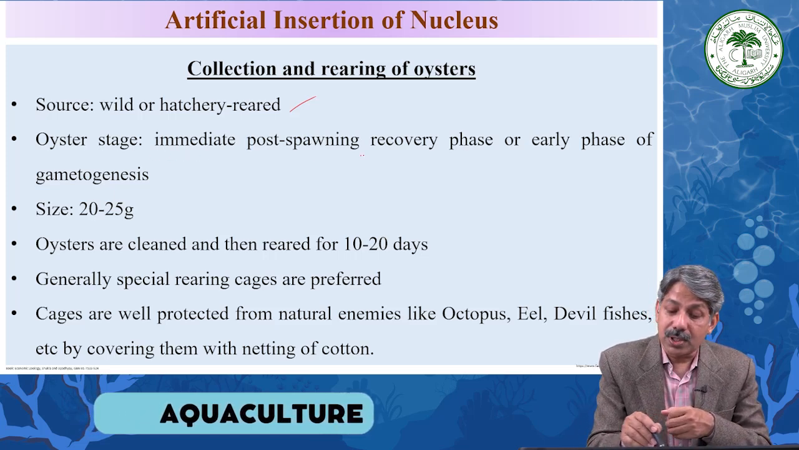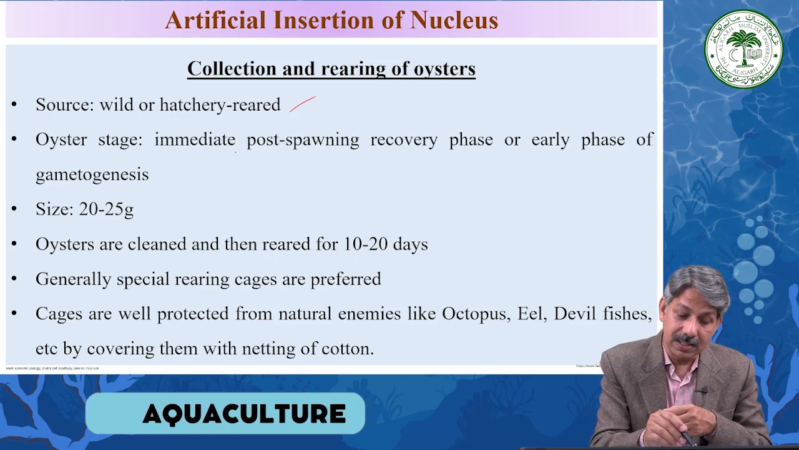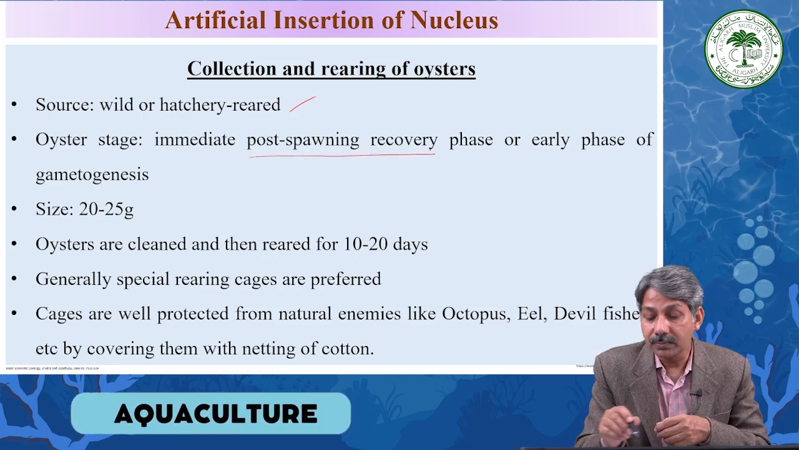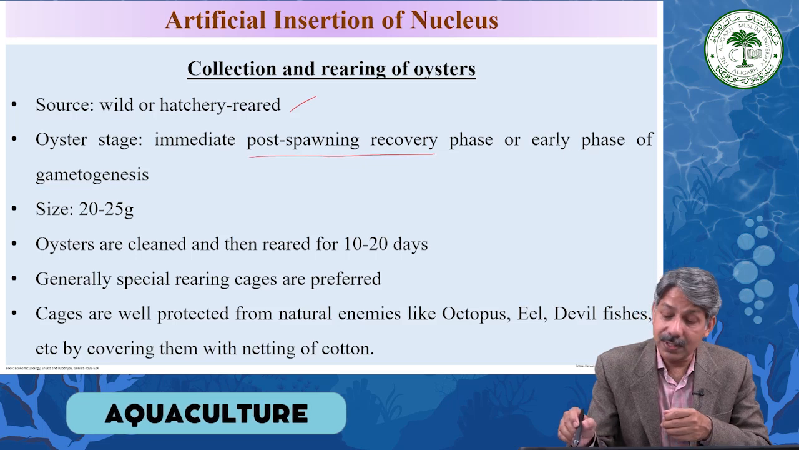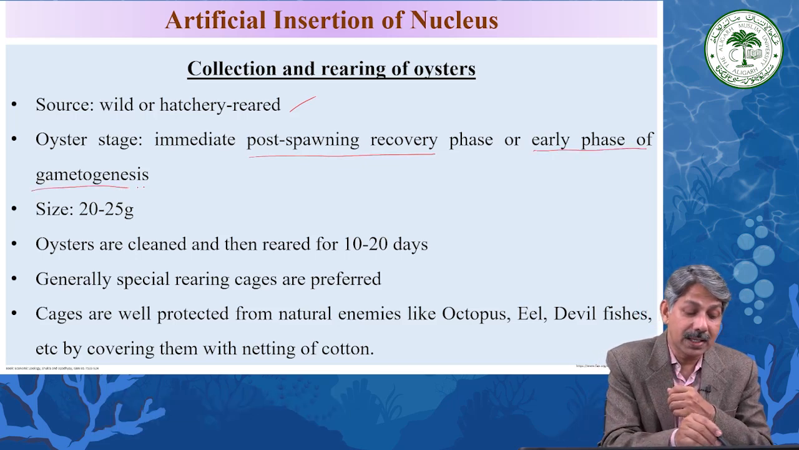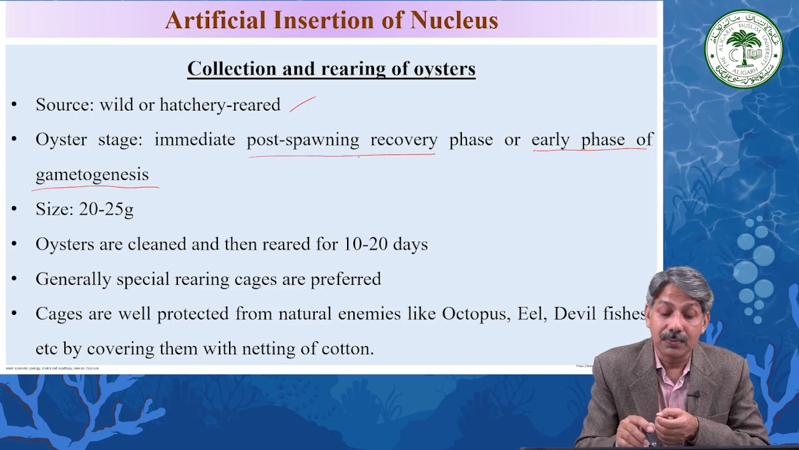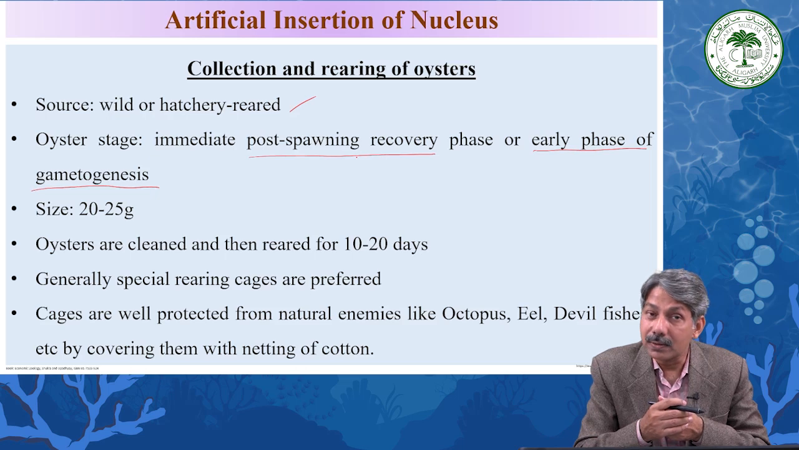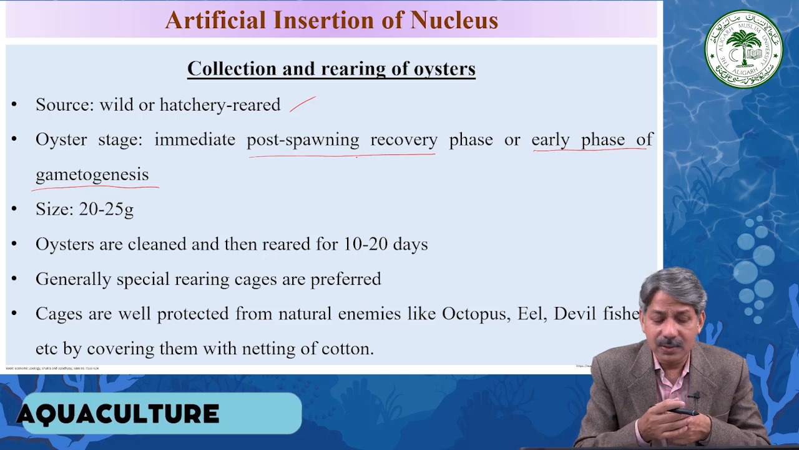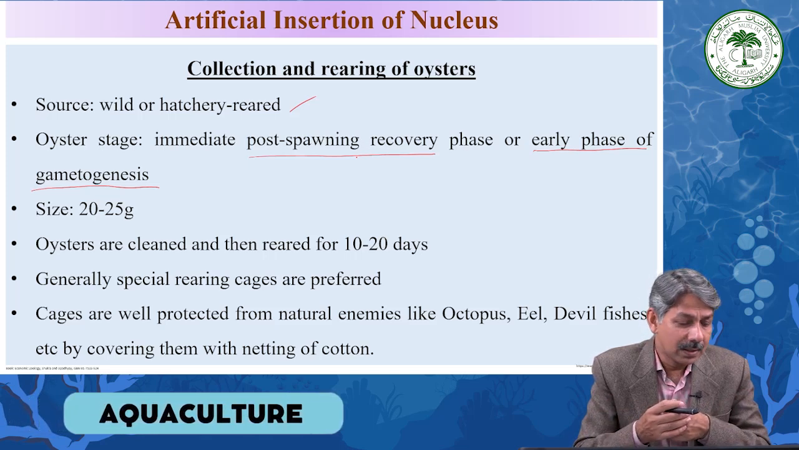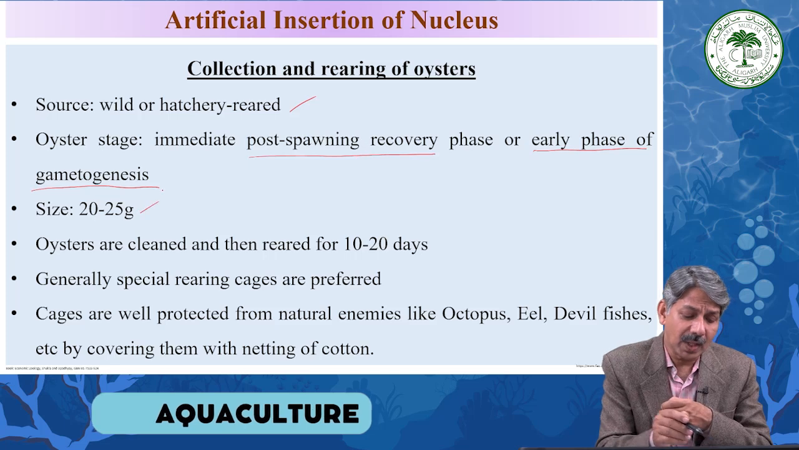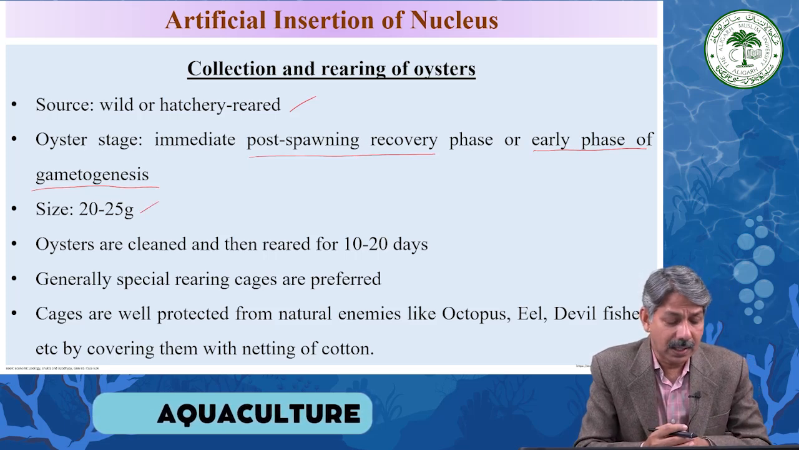Oyster stage: the immediate post-spawning recovery phase is considered better, when they are in the recovery phase or the early phase of gametogenesis. This should be taken into account, and we should collect only those oysters which have spawned lately and are now in the recovery phase or in the early phases of gametogenesis. Then the size will be 20 to 25 grams.